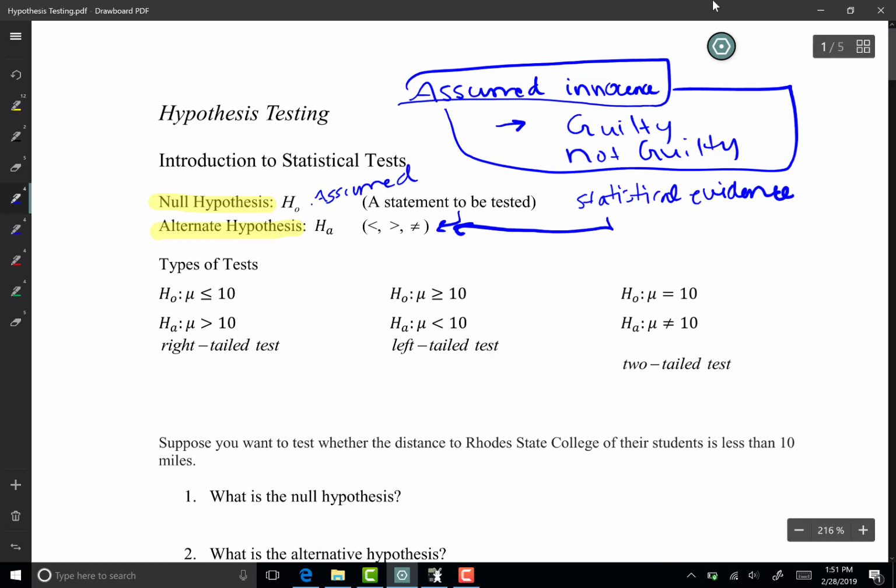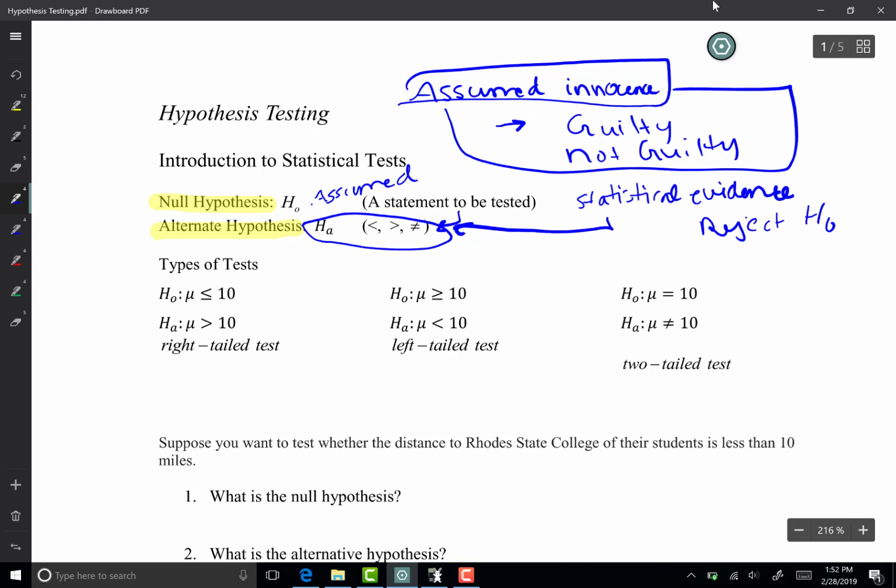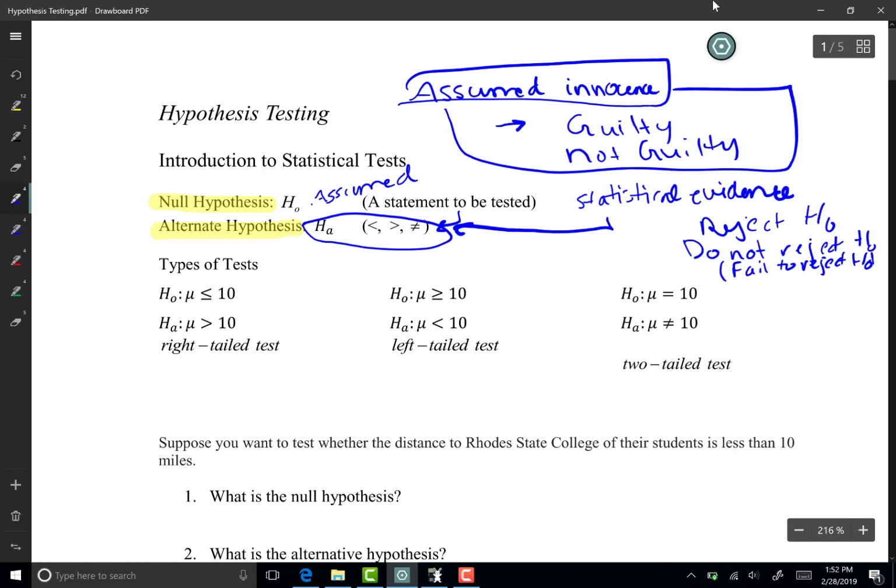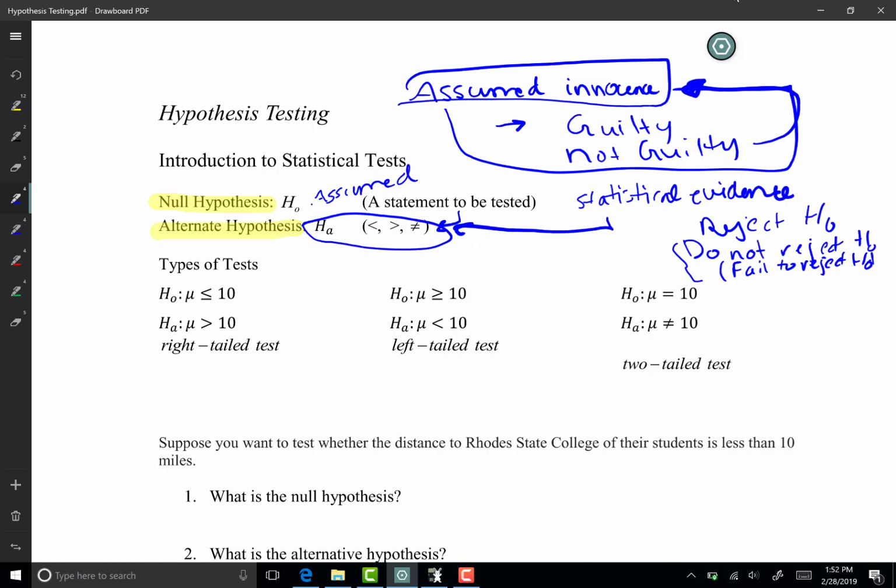Okay, so when we reject the null, it's like we're saying they're guilty. When we reject the null hypothesis, it means we found enough evidence to find the alternative true. When we say not guilty, it's like we're saying do not reject the null hypothesis. Or in Newton, they use the words fail to reject. I like to say do not reject because it's kind of like not guilty. So when we say not guilty, it doesn't mean we proved you were innocent. It's just that we didn't have enough evidence to prove that you were guilty. Same thing is true here. When we say fail to reject or do not reject, it just means we do not have enough statistical evidence to reject the null. Okay, that's kind of my little theoretical overview.